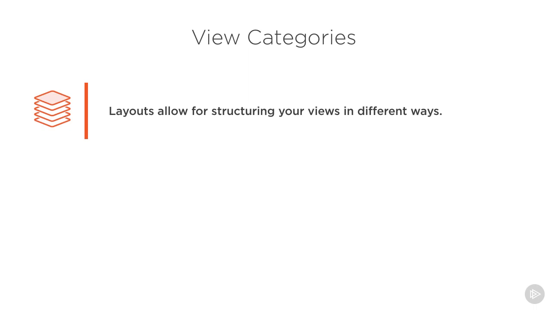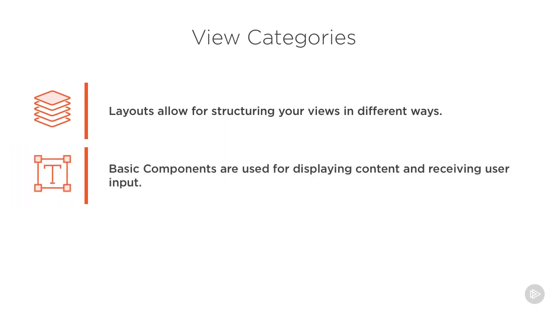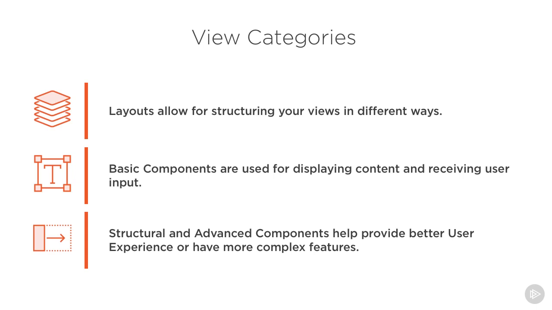We can logically break views into three categories, the first of which are layouts. They allow for structuring collections of views in different ways, whether they're stacked, grid, relative, or changed depending on the orientation of the device. The second are basic components. These are used for displaying content and receiving user input. You can think of basic components as elements in a form or in a detail view. The third are structural and advanced components. These help provide advanced and interesting user experiences, help structure the flow of the application, and enable complex features by combining other simpler views and layouts into one comprehensive control.